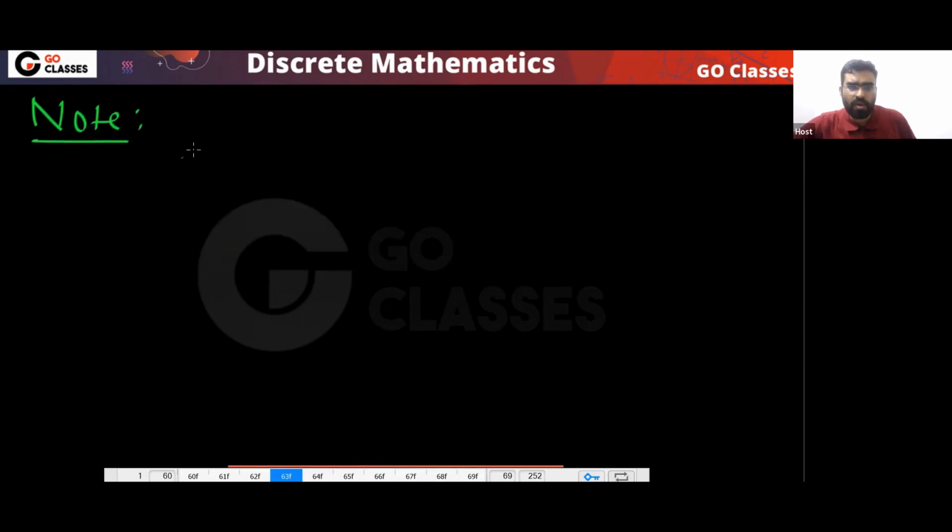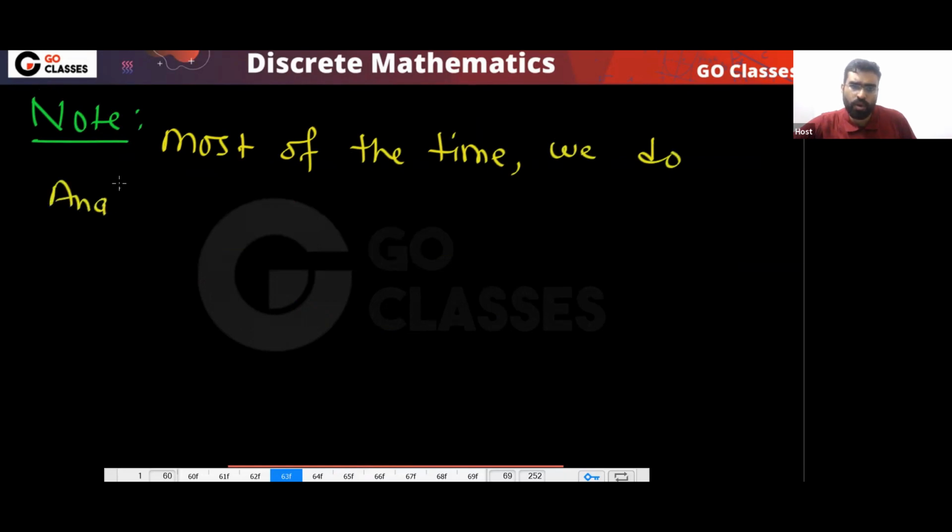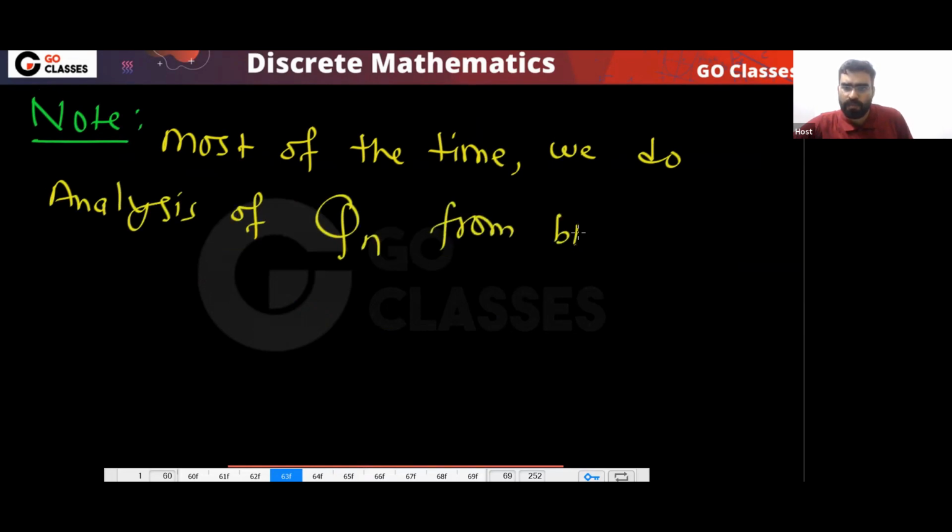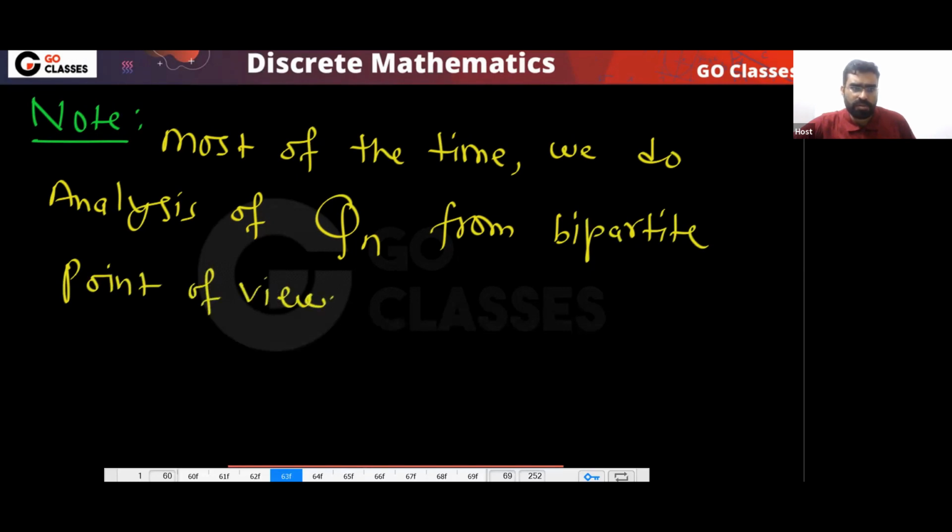Bipartite. Remember, most of the time we do analysis of Qn from the bipartite point of view, because this is a bipartite graph. You already know this point of view. This is your favorite bipartite graph, this Qn.